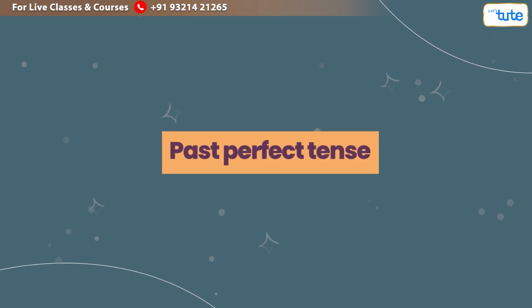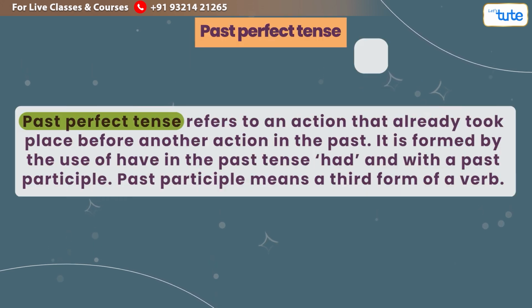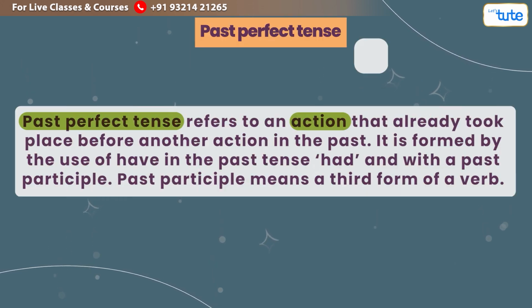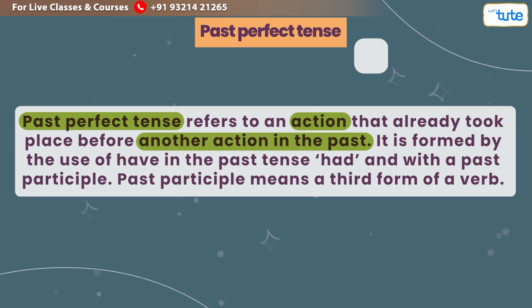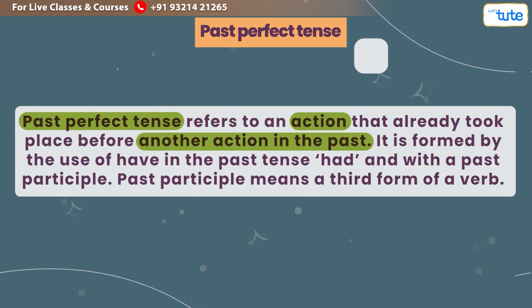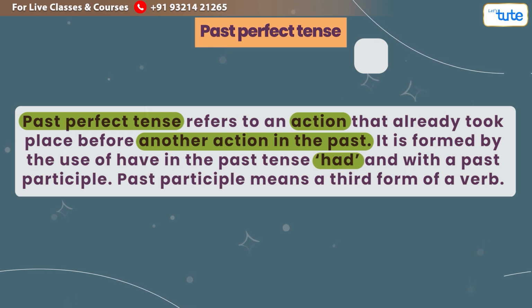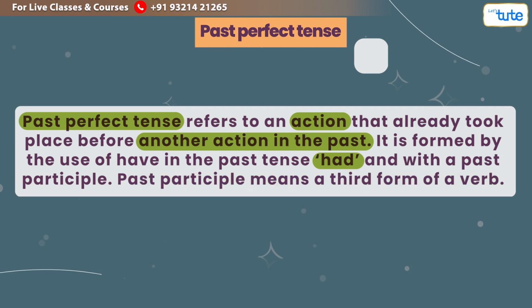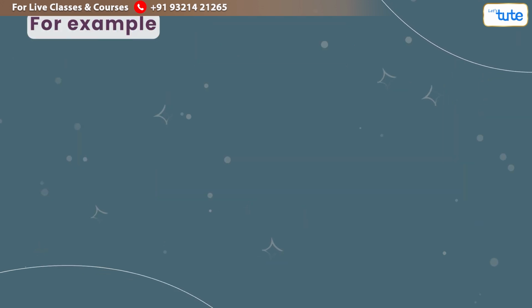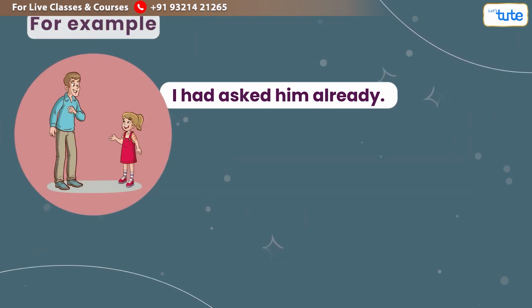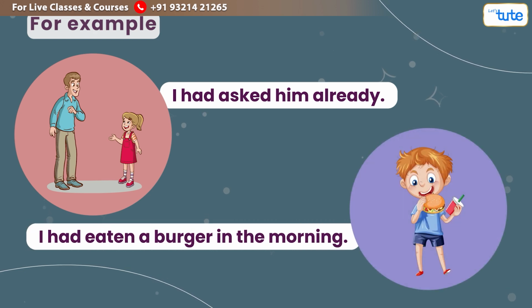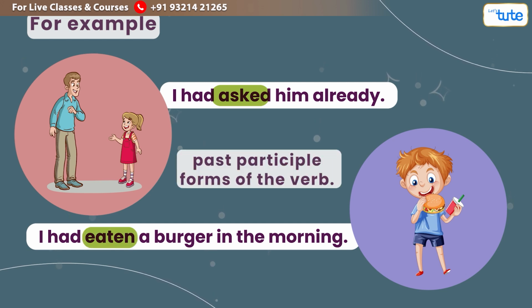Past perfect tense. Past perfect tense refers to an action that already took place before another action in the past. It is formed by the use of have in the past tense, had, and with the past participle. Past participle means the third form of a verb. Example, I had asked him already. I had eaten a burger in the morning. Here the words asked and eaten are past participle forms of the verb.